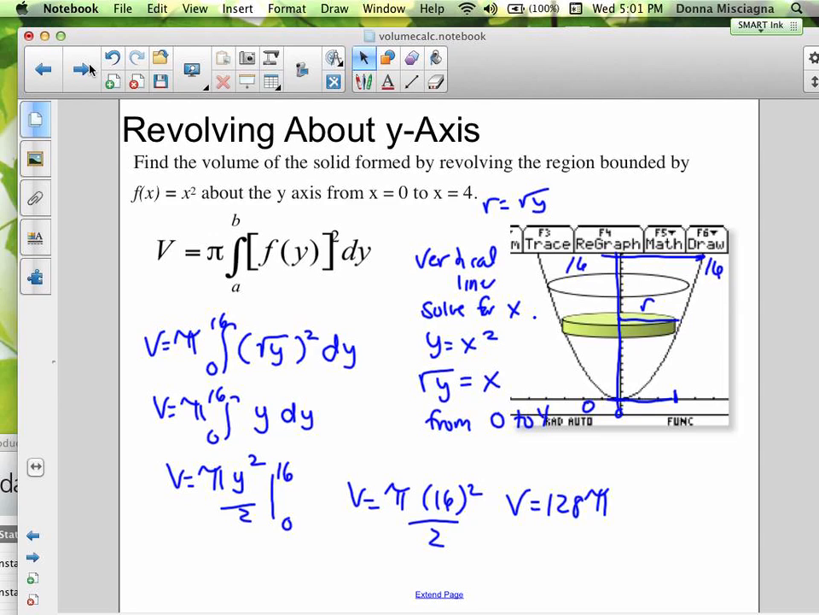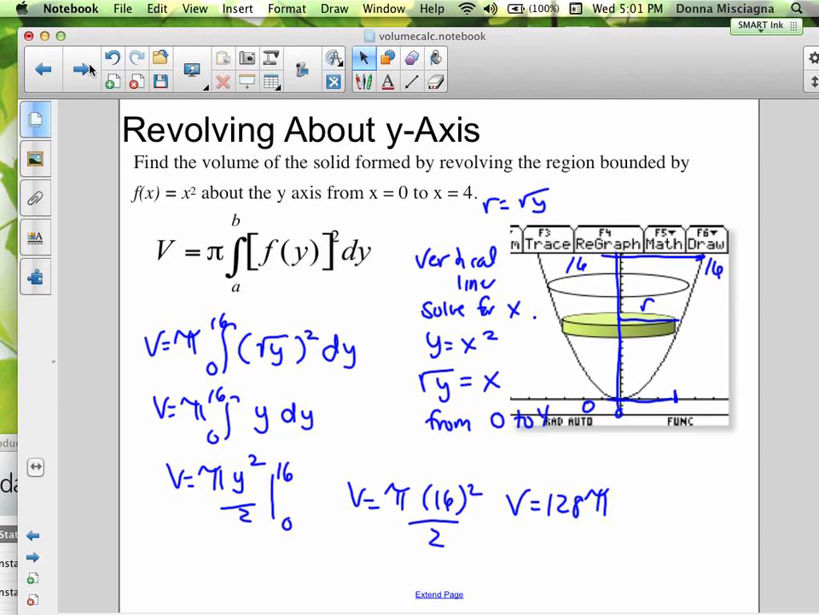And since we're revolving around something vertical, it has to be a dy. Anytime it's a vertical line, it has to be a dy. So we're going to isolate. We have a vertical line, we solve for x. If y is x squared, take the square root of both sides. If we were finding the area, that would be different, and we would have different cross sections. So we have x equals the square root of y.